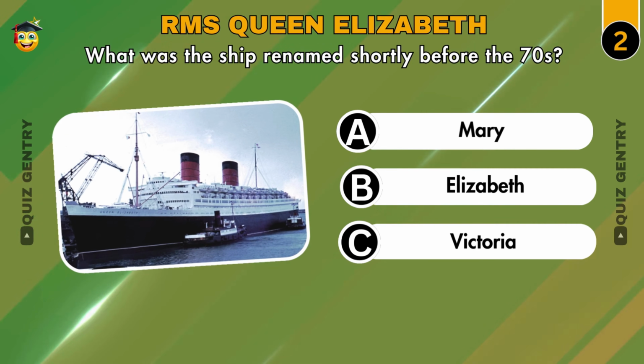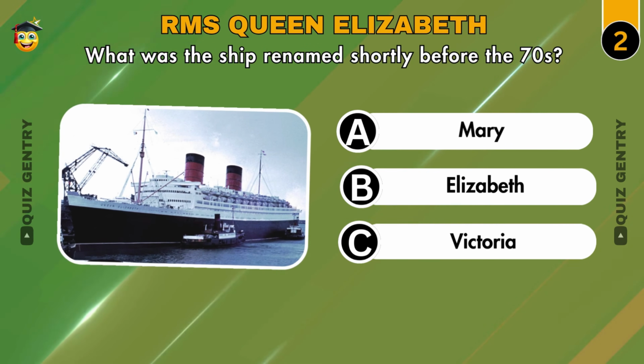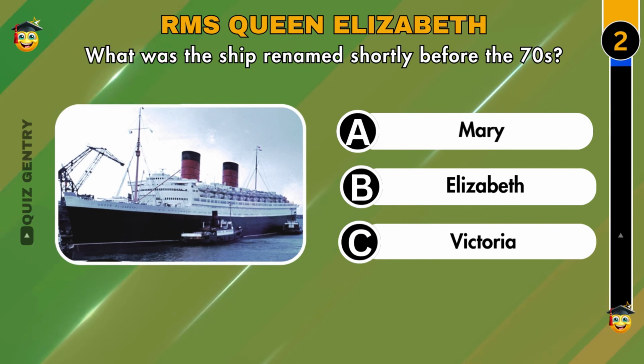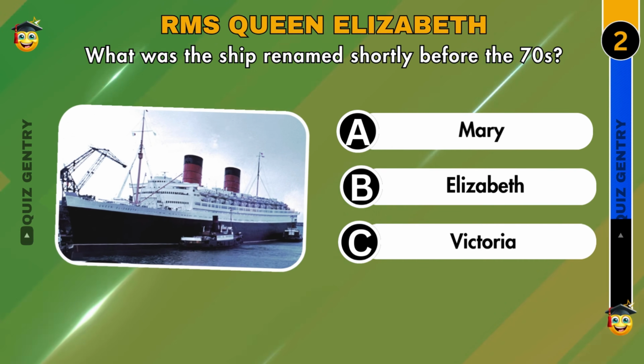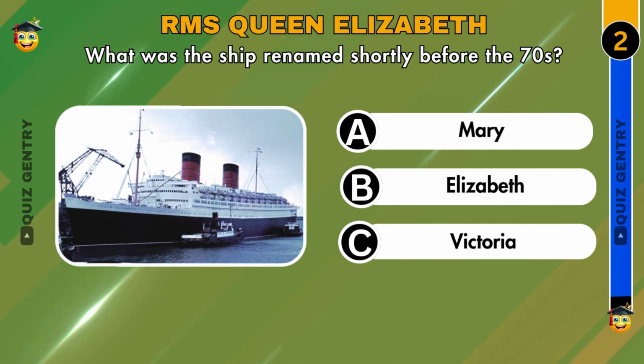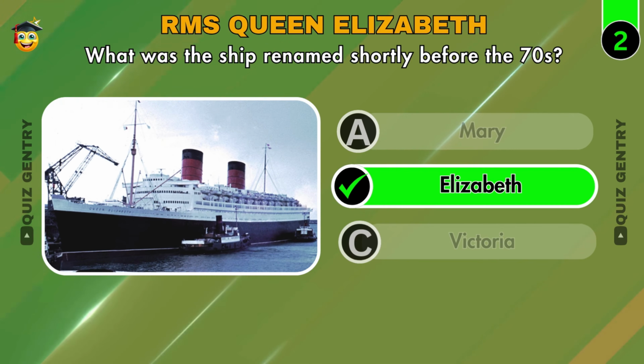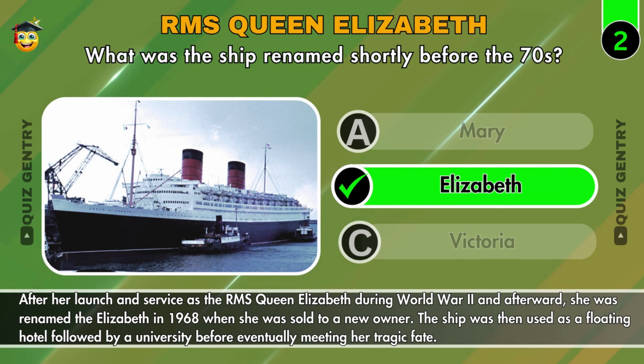2. What was the ship renamed shortly before the 70s? We have Mary, Elizabeth, and Victoria as the options. Elizabeth it was. After her launch in service as the RMS Queen Elizabeth during World War II, and afterward, she was renamed the Elizabeth in 1968 when she was sold to a new owner. The ship was then used as a floating hotel followed by a university before eventually meeting her tragic fate.